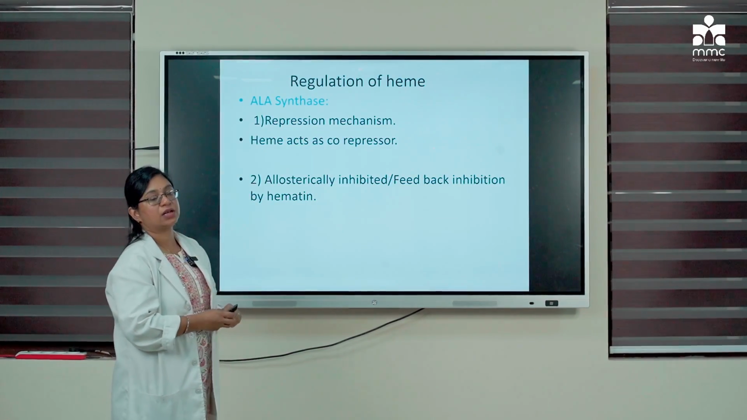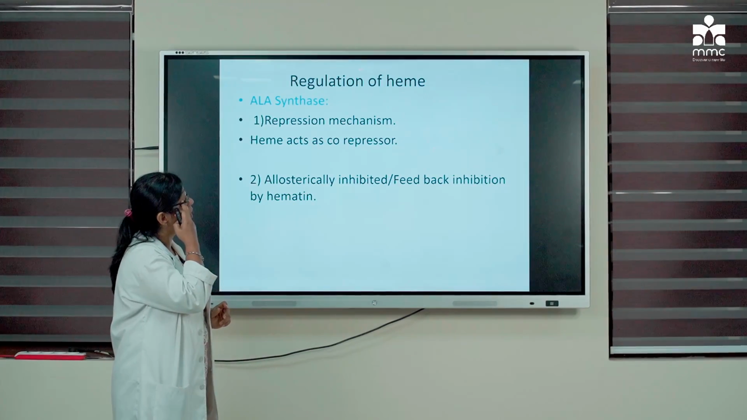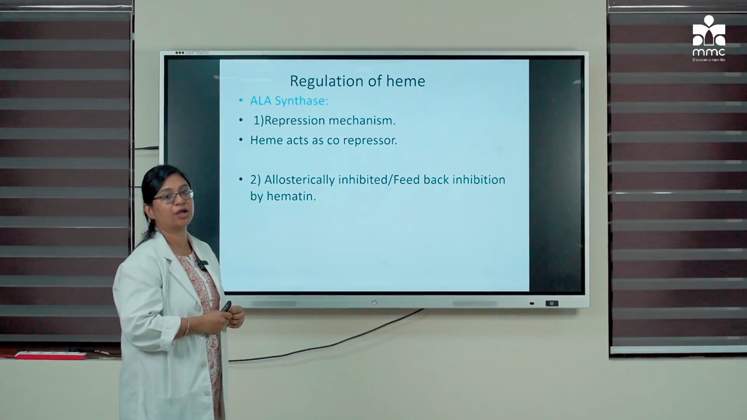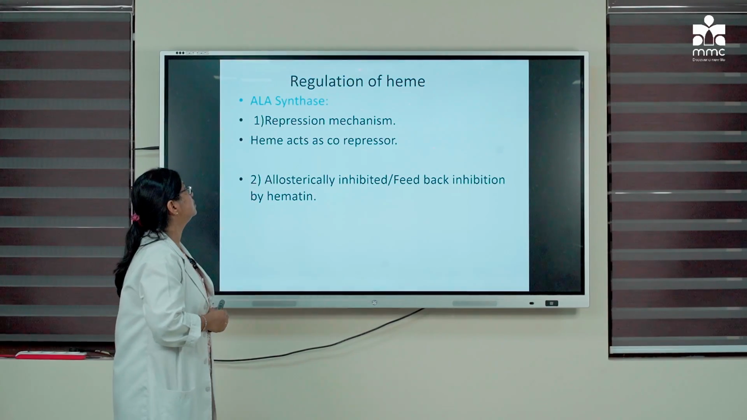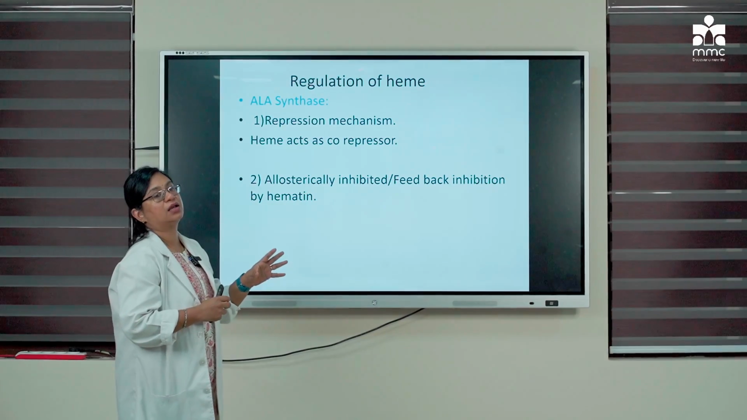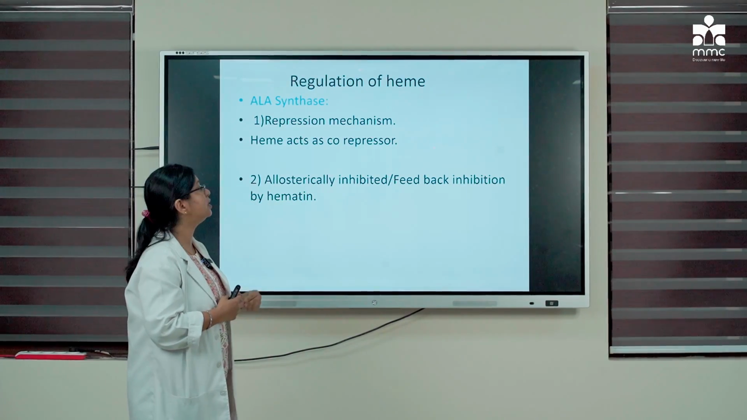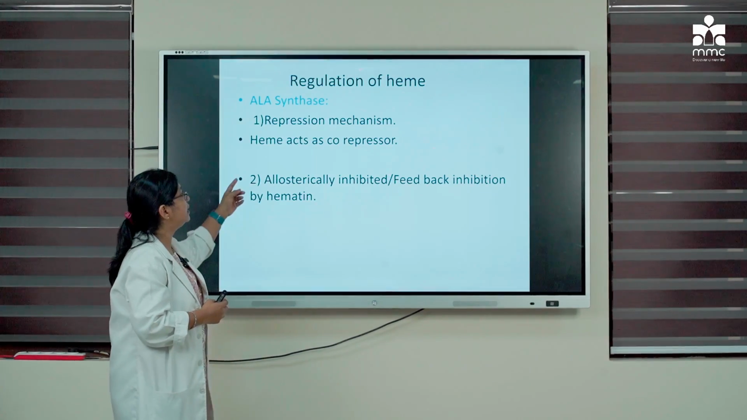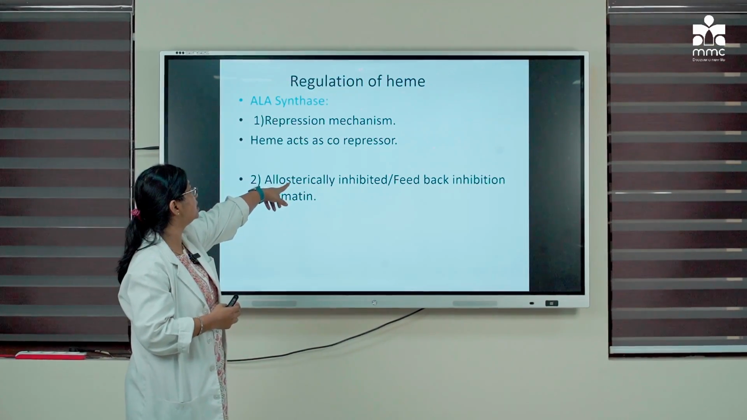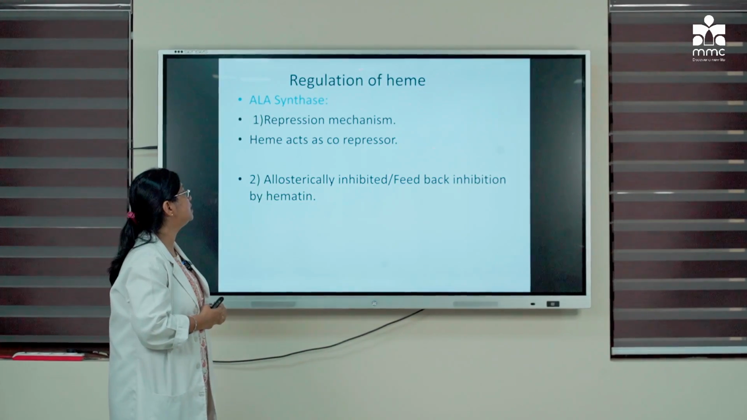Okay, now the last part of the session, we will be talking about the regulation of heme. How is this heme synthesis regulated in the body? So there is regulation at the gene level. At the gene level, it is called repression or induction. Here it is mainly repression, where the heme, the product itself, goes and acts as a repressor and inhibits the synthesis of the main enzyme, ALA synthase.